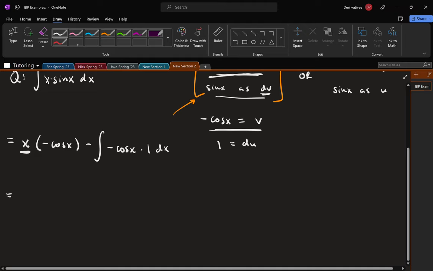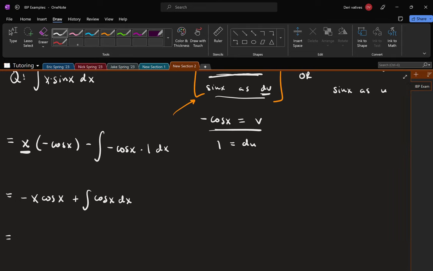So when I simplify, I get minus x cosine x. And then I have a double negative, which means a positive, and I have an integral of cosine x dx. And now cosine x is an easy one. That's just one of my table integrals. It's minus x cosine x plus sine x, and then obviously my plus c.